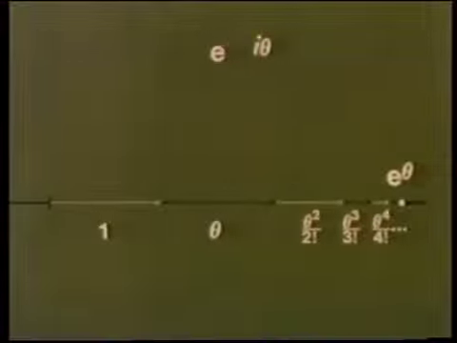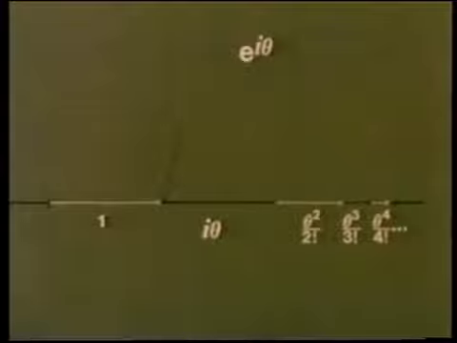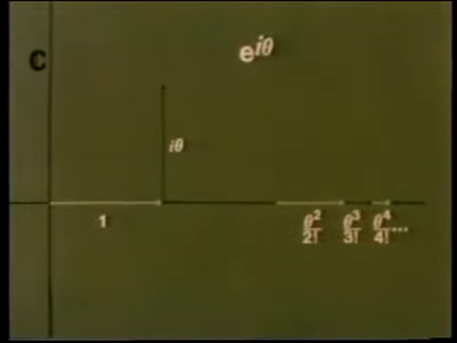But what about e to the I theta? Where will the point end up if each theta in the series becomes I theta? Well, one is unaffected. The next length is theta, but I theta is in a different direction. And now you're plotting in the complex plane.